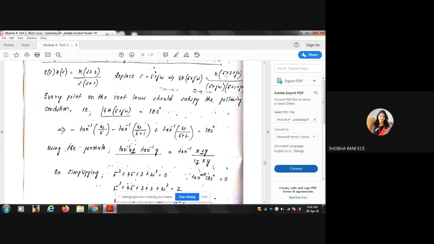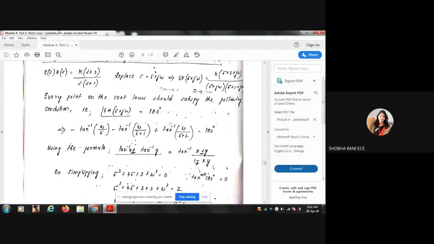So now we have to consider the elements in the numerator and the denominator. So what I have done, I have taken the phase angle of the numerator and the phase angle of the denominator. I have added all of them and equated that to 180 degree, because every point that is lying on the root locus should satisfy the condition that the phase angle of G H at sigma plus j omega should be equal to 180 degree.